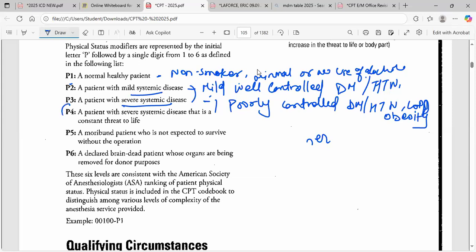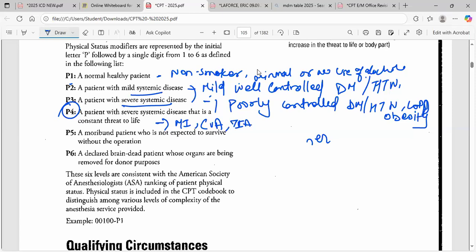Next we have P4. We have to consider P4, patient with a severe systemic disease that is a constant threat to life. Constant threat to life. Examples are like patient has myocardial infarction. So if the patient has myocardial infarction, then we are going to consider it a severe systemic disease with a threat to life. So I'm going to mention it here. Myocardial infarction or cerebrovascular accident is also known as severe with a threat to life.